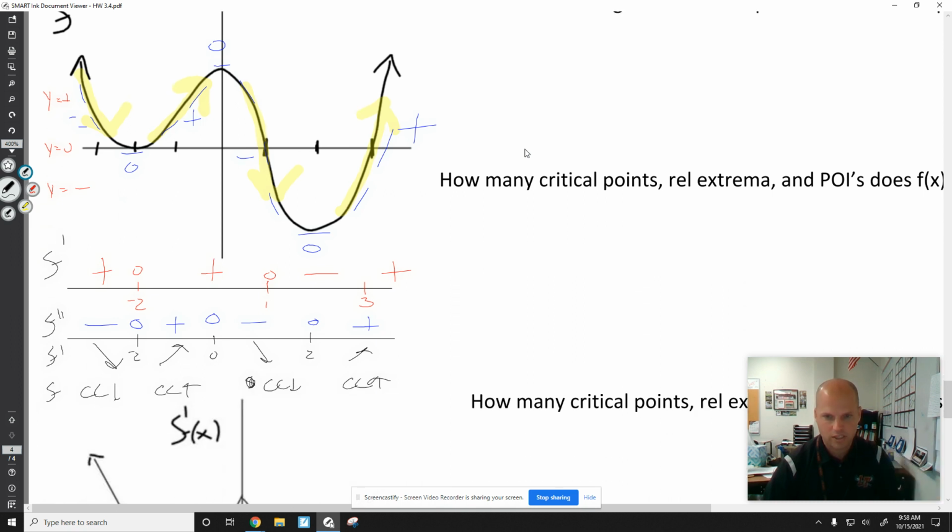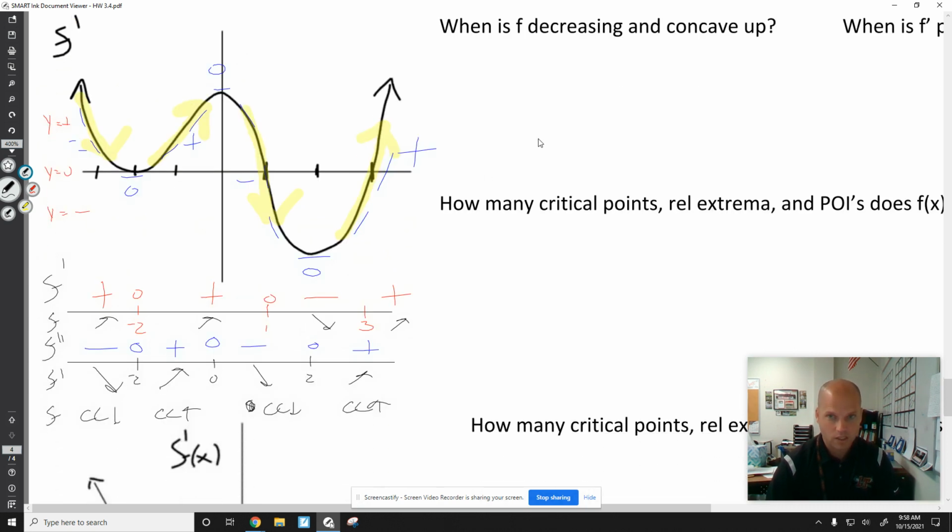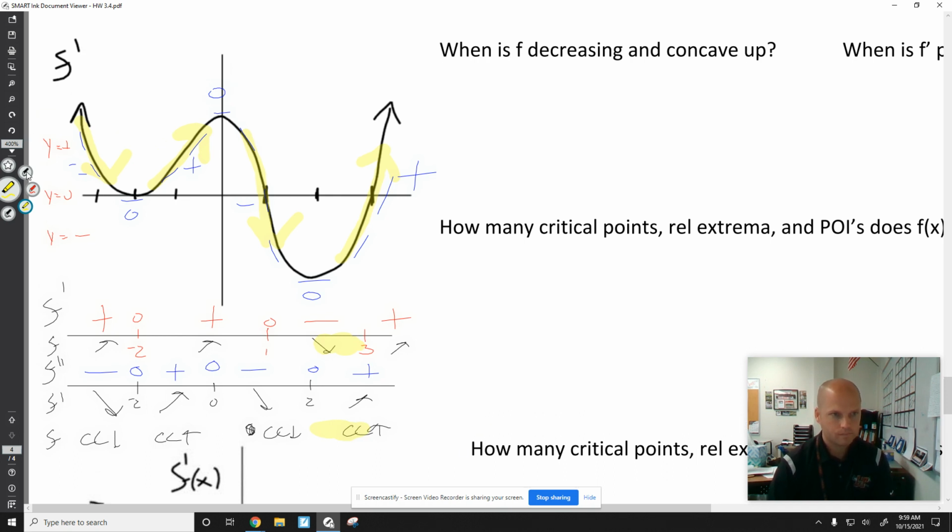When is f decreasing, concave up? When is f, oops, I forgot, f increasing, increasing, decreasing, increasing? When is f decreasing and concave up? F is decreasing here. It is concave up and decreasing here. 2 to 3.